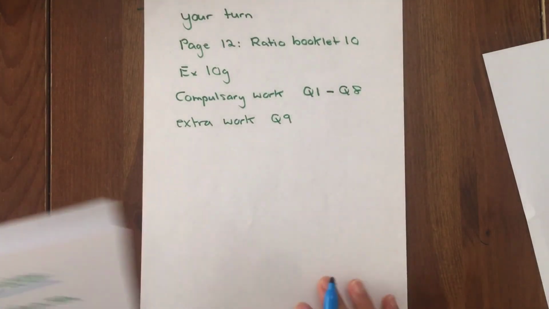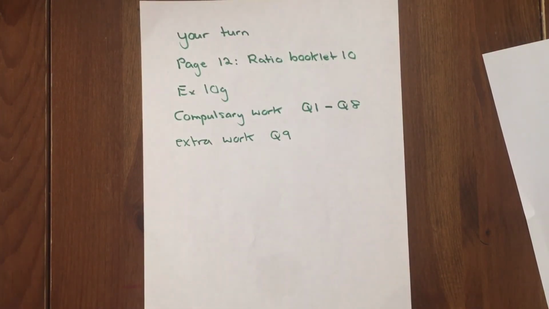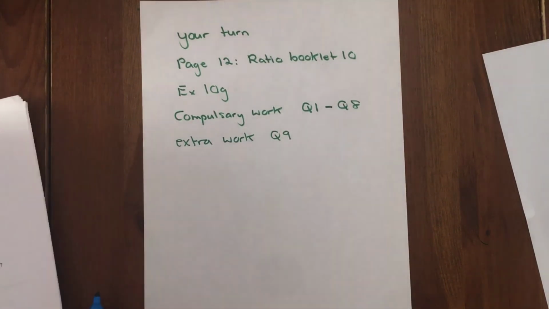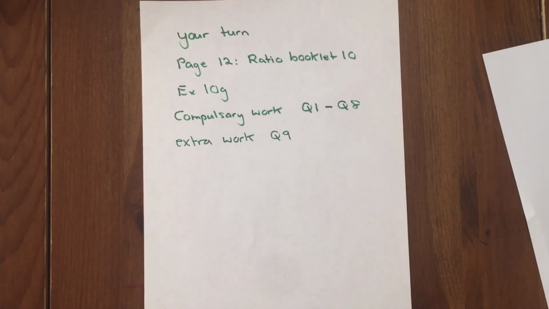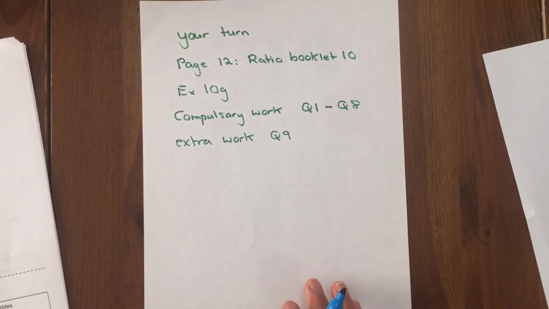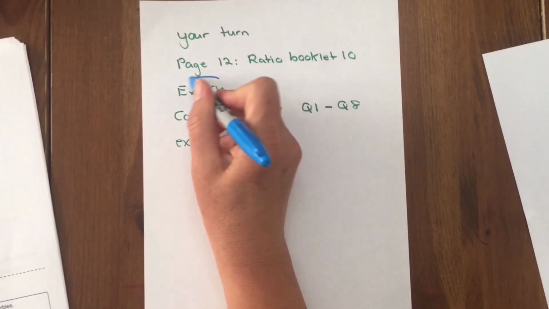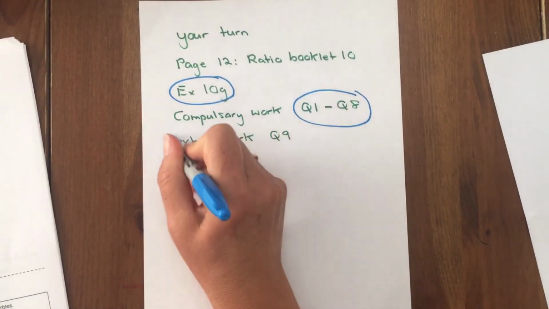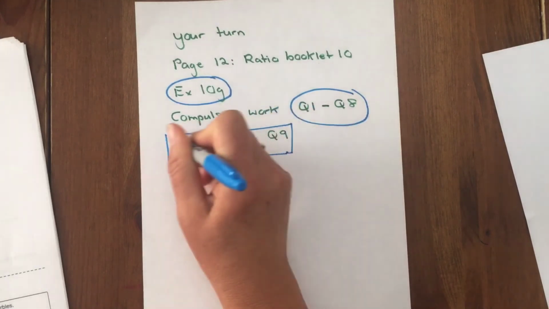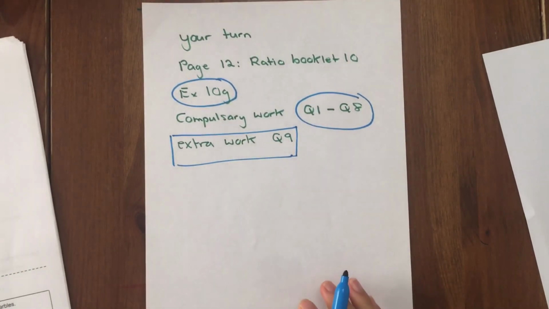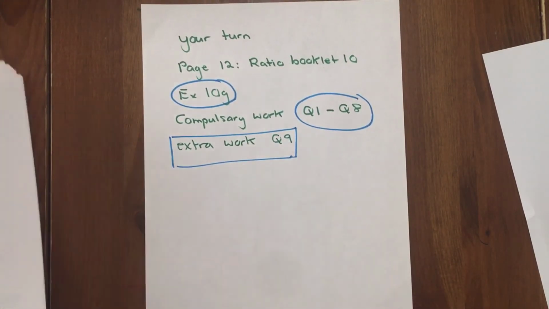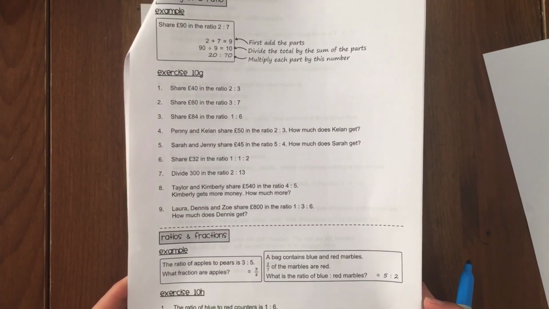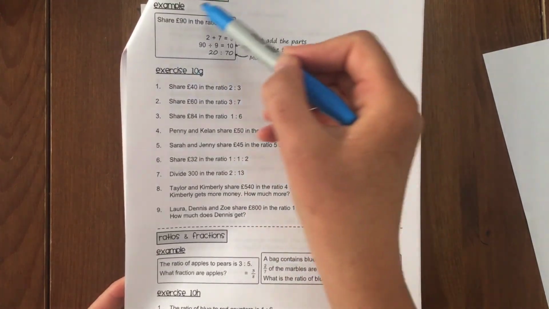Okay, turn to your ratio booklet, please. You're looking at page 12 in your ratio booklet. If you don't have it, I've attached it to the show my homework. It's exercise 10G. All of you to do 8 questions, and here is an extra question. Okay, so good luck. This is the work you're doing on page 12. You've got your little summary here as well.